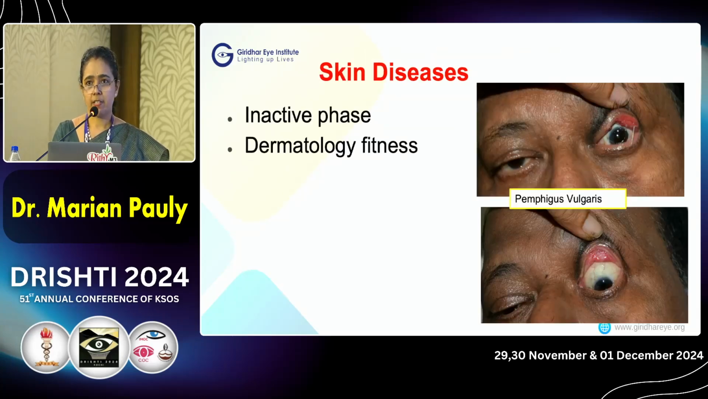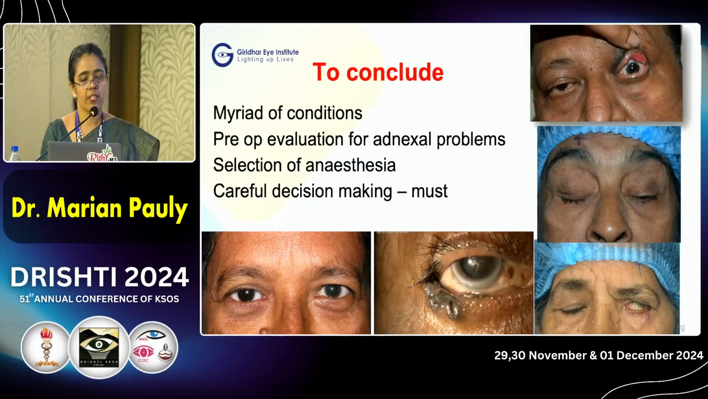Skin diseases, always do in inactive phase. We come across pemphigus cases, so they come like this with mature cataract. So always consult a dermatologist before we embark on IOL surgery. So to conclude, there are lots of conditions and preoperative evaluation for adnexal problems is very, very important. Selection of anesthesia is nowadays mostly topical, but still, careful decision making is a must to get very good results. Thank you so much.